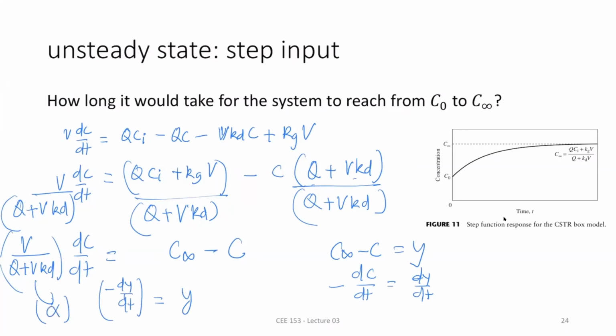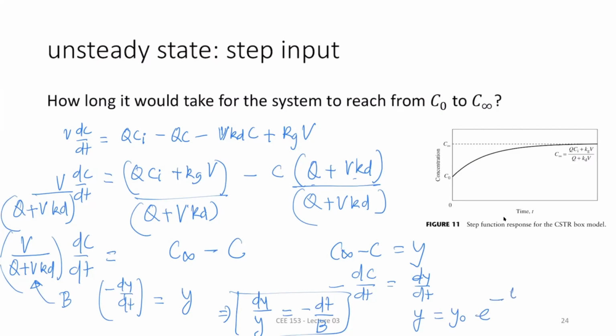So let me call this one some constant, so that I don't have to keep writing this term here. Let's call this one b. It's just a constant. So b is this. Okay, so that means you got a simple equation. So this will be dy by y is minus dt by b. Okay, and then you can solve it. The answer would be y equals y0 times e to the power minus t by b.